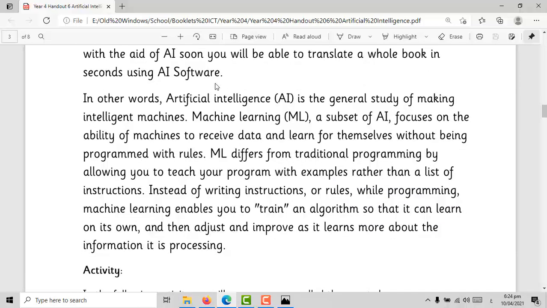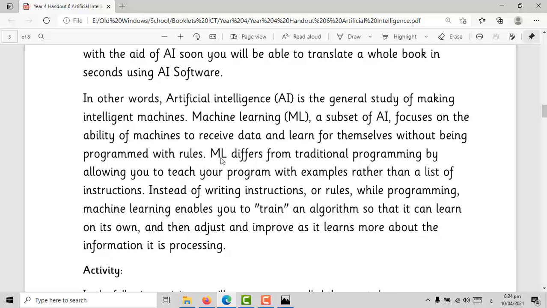In other words, artificial intelligence, AI, is the general study of making intelligent machines. We want to make machines intelligent. Machine learning, ML, is a subset of AI. So ML is a part or subset of AI. It focuses on the ability of machines to receive data and learn for themselves without being programmed with rules. So in basic words, it programs itself. Machines that program themselves without the need of a human being to write programs on them.